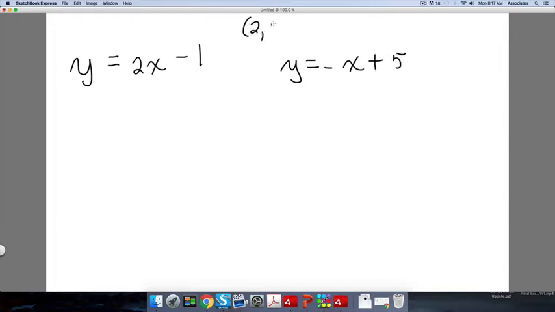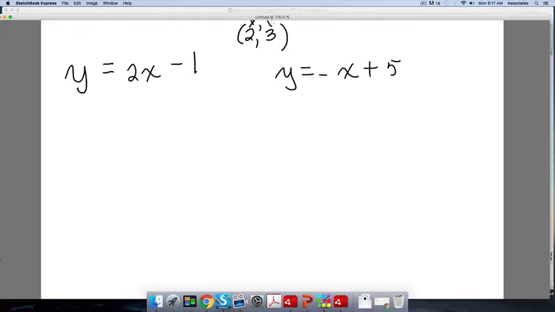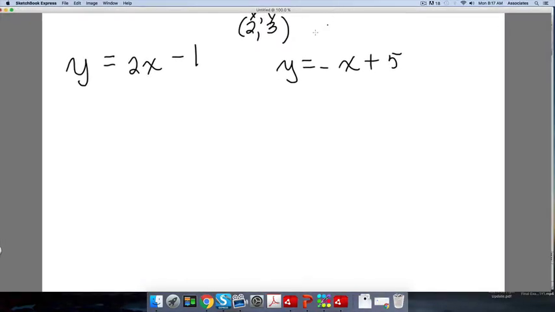Our two equations were y equals 2x minus 1, and the other one was y equals negative x plus 5. We found the answer to be from our graphing 2, 3. So this is the x and this is the y. Now, if I substitute it in, it should make a true statement. So my y is 3 when my x is 2. I want to make sure that makes a true statement. 2 times 2 is 4 minus 1 is 3. That's true. That checked.